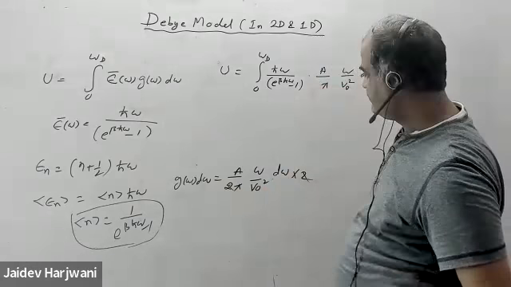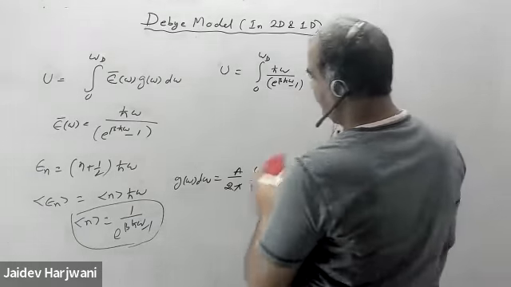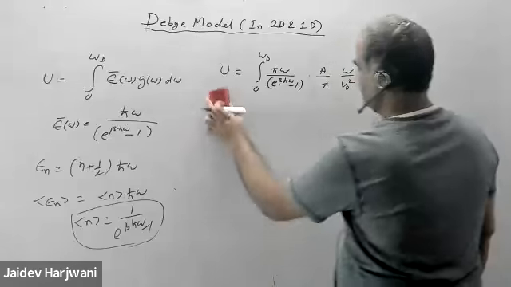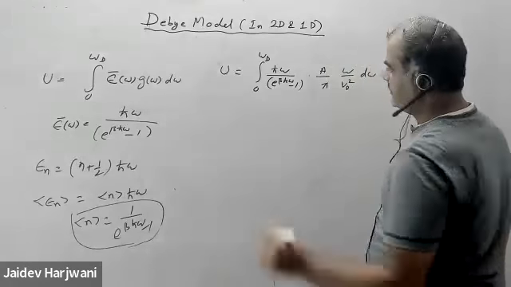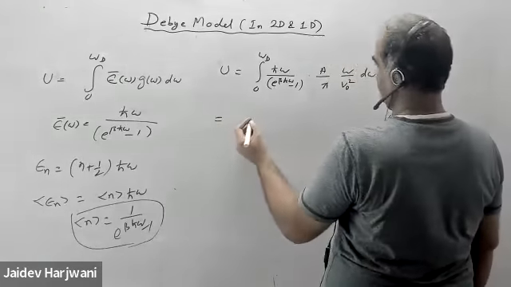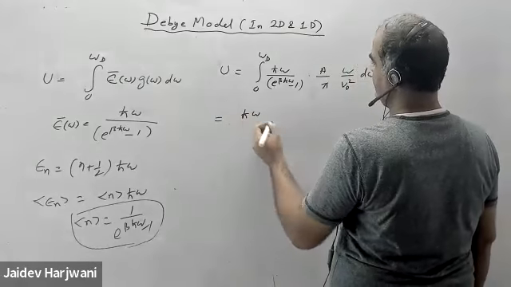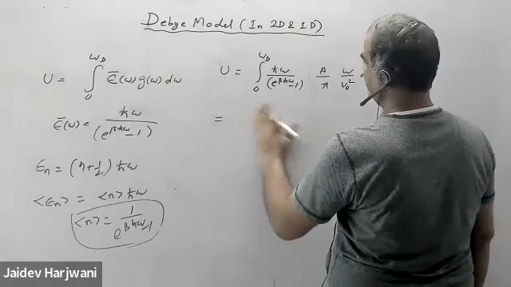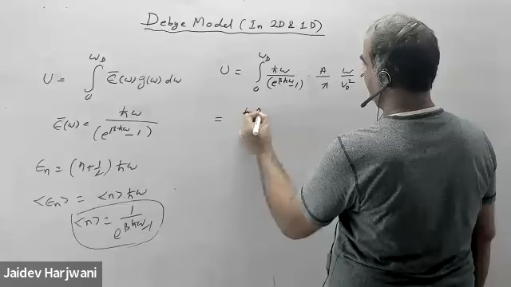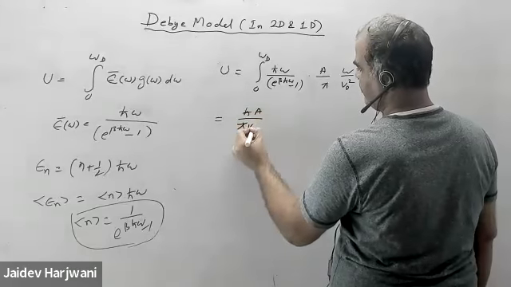Now please integrate this one. If I want to integrate this one, this will give me ħ A/π, and v₀² is cancelled.